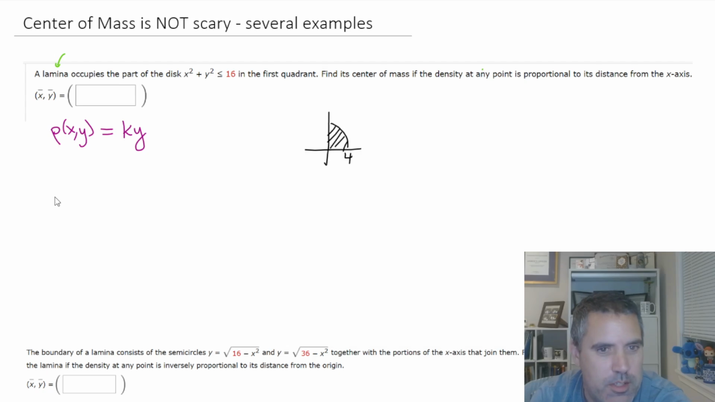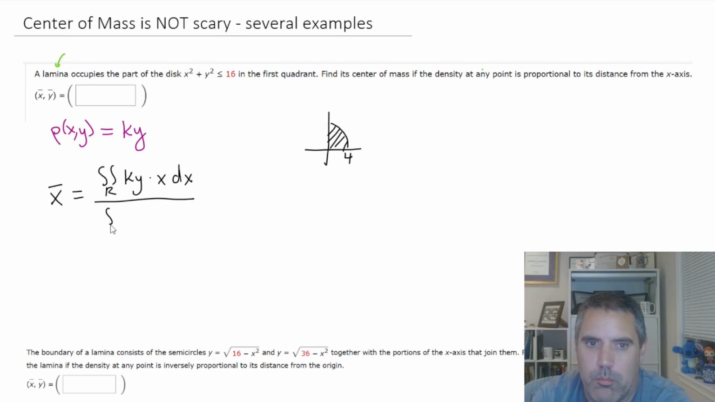So the formula for center of mass is the following. We need to compute the double integral over this region, which we know how to give the bounds for, of the density times x dA, and then divide by the total mass. I know that looks like a lot, but it's not a lot to set up.